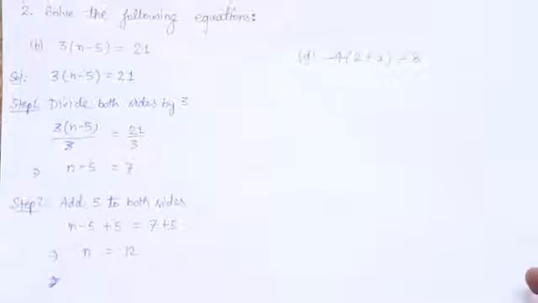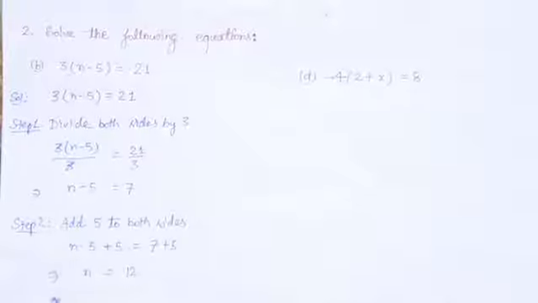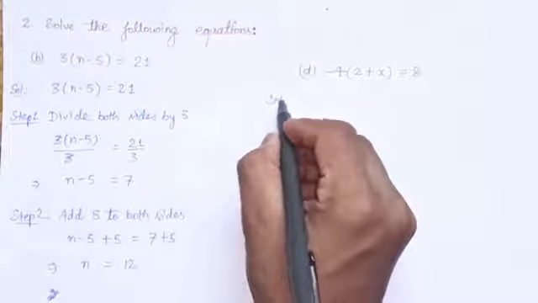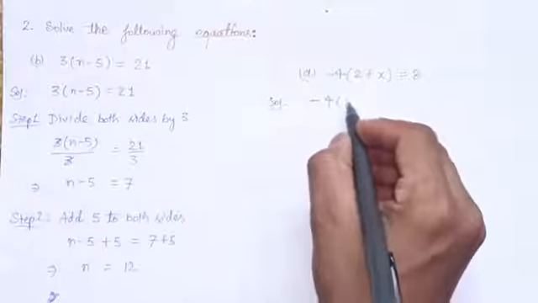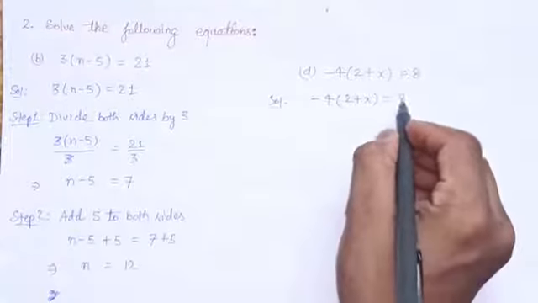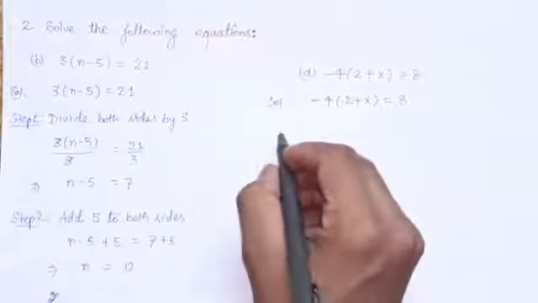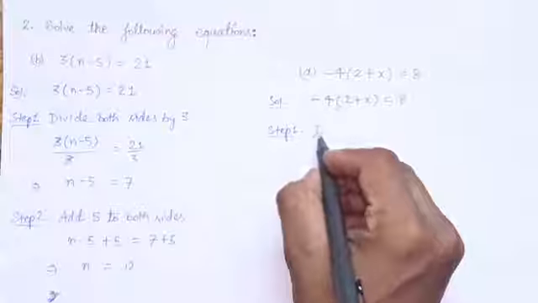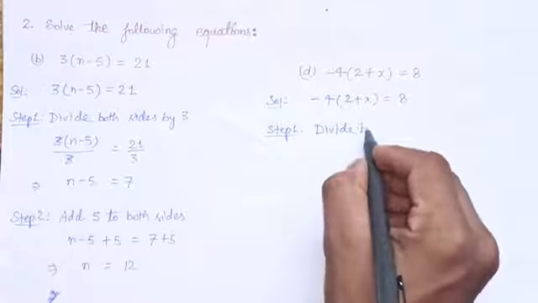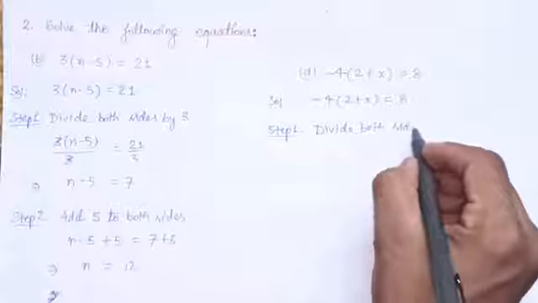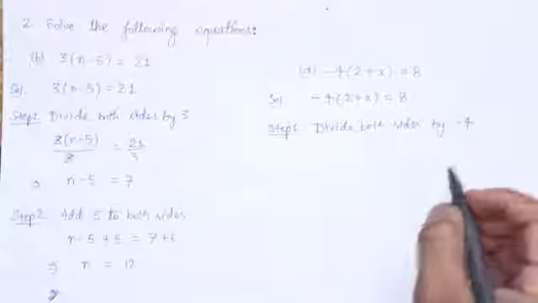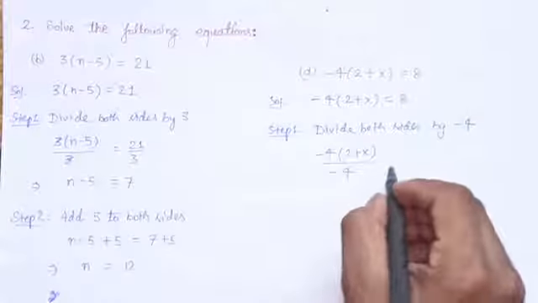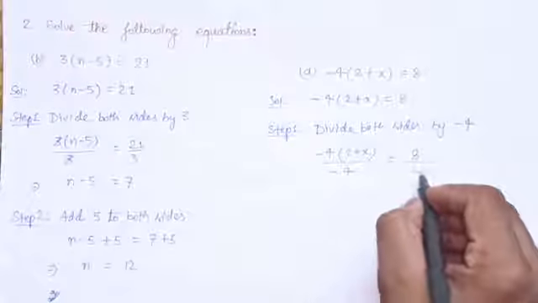Now let us try to solve the next part in the same way. So in the next part we have given minus 4 into 2 plus x equals 8, where x is the variable. So step 1 is dividing both sides by minus 4. So what we get, minus 4 into 2 plus x divided by minus 4 equals 8 divided by minus 4.